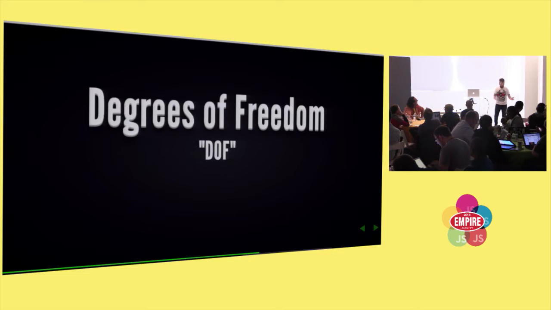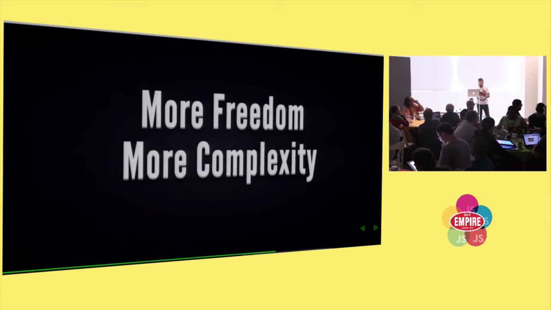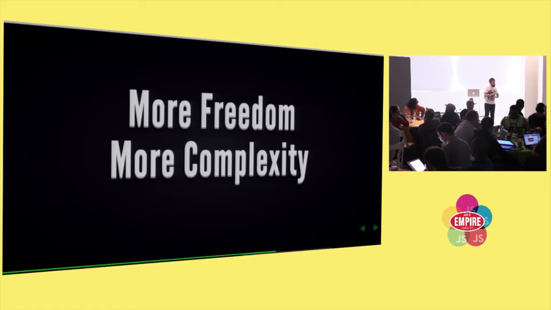So what we want to do is increase the degrees of freedom. What is the degrees of freedom? Well, as I described before, there was an ankle and a hip. That's 2 degrees of freedom on either side, so a total of 4 degrees of freedom. You'll see DOF throughout the rest of these slides. That's what that means, degrees of freedom, right? Of course, with more freedom comes more complexity. It's like one of those Spider-Man mantras, right? More freedom, more complexity.